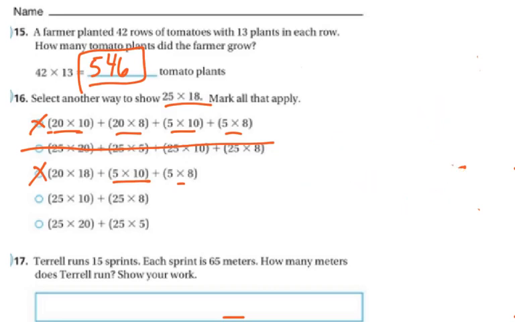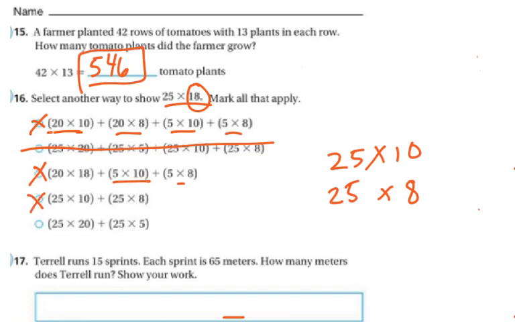Let me erase this first so I have room. It's 25 times 10 and 25 times 8. Well, let's see. If I took the 25 and I broke apart the 10 and the 8, 10, 8. Yep, that could work.